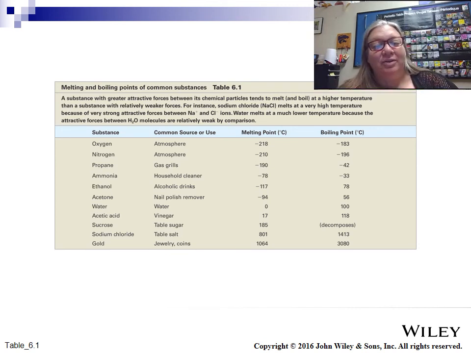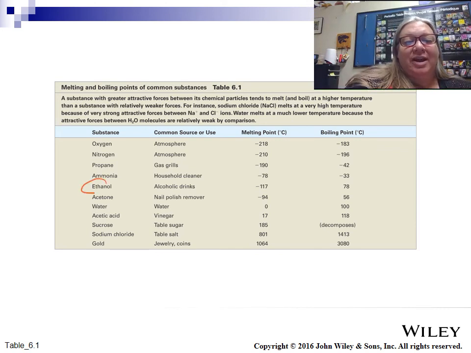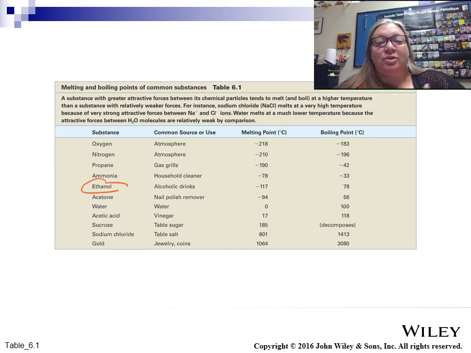So if we go down and look at these, we can actually predict what phase different substances will be in at room temperature. So let's look at ethanol. Ethanol is just your drinking alcohol. It is going to melt at negative 117 degrees C. So you'd have to drop it to that temperature to get it to freeze, because it turns out the melting point and the freezing point are actually the same temperature. It just depends on which way you're going with a pure substance.